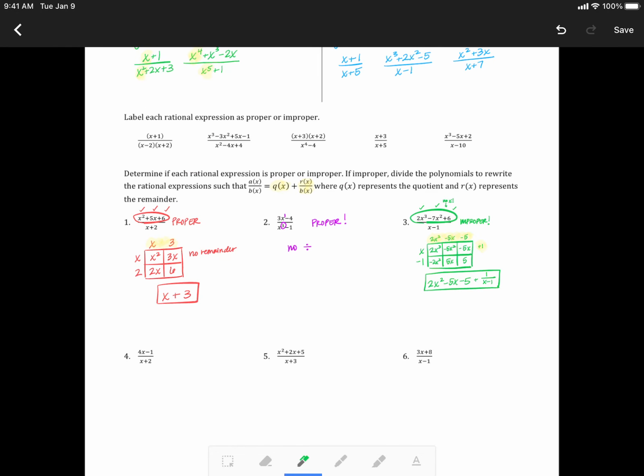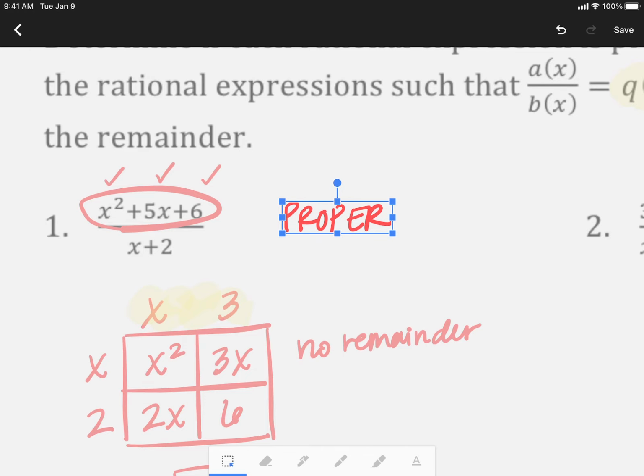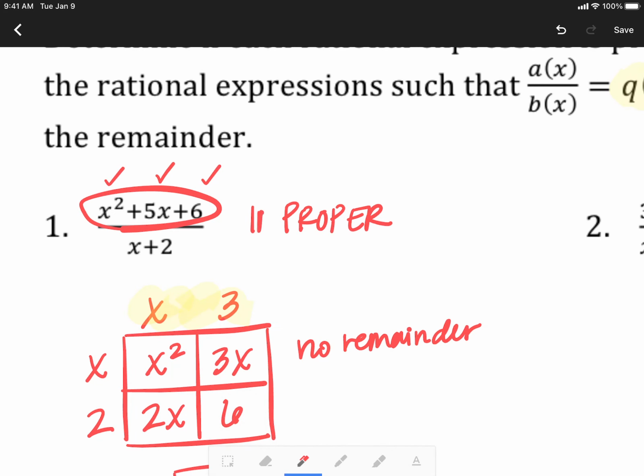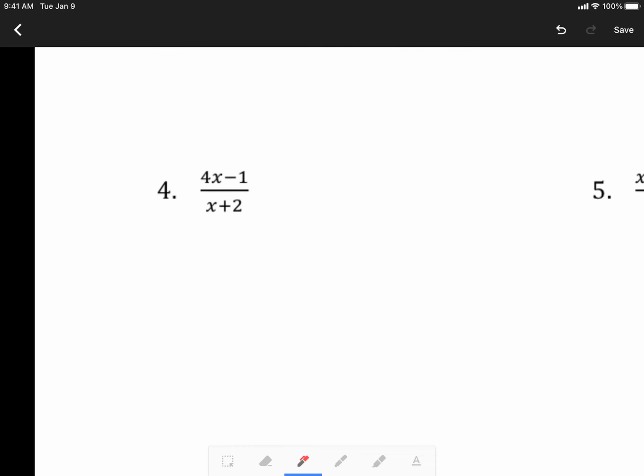Let's try one more. And if you caught my error above, I accidentally said proper here. This one is, in fact, improper. So let's try number 4. And I'll let you guys try 5 and 6 on your own. But I'm looking at 4. I see that I have a degree of 1 in the numerator, a degree of 1 in the denominator. So this one is also improper. That means we are going to divide. We're going to write this as a mixed number, as some whole polynomial plus a fraction polynomial.